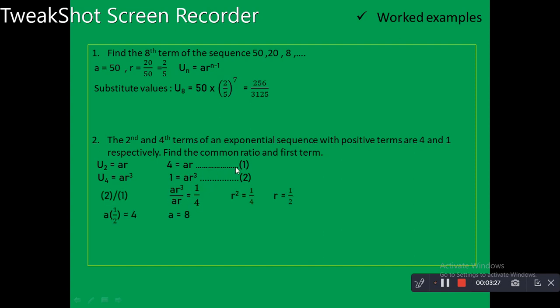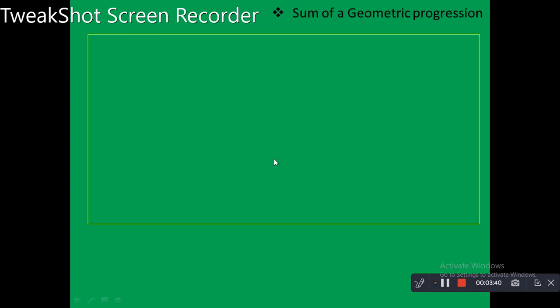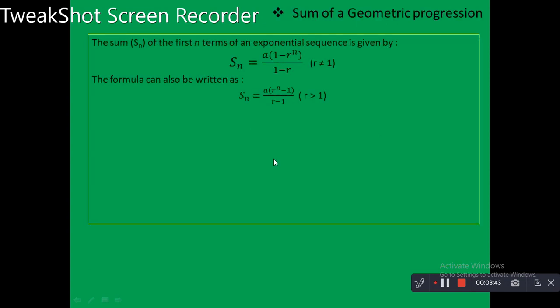Now we have to solve these two equations simultaneously to obtain the values of both a and r. We obtain a value of r to be 1/2 and that of a to be 8. Simple as ABC. Let's look at the sum of a geometric progression.